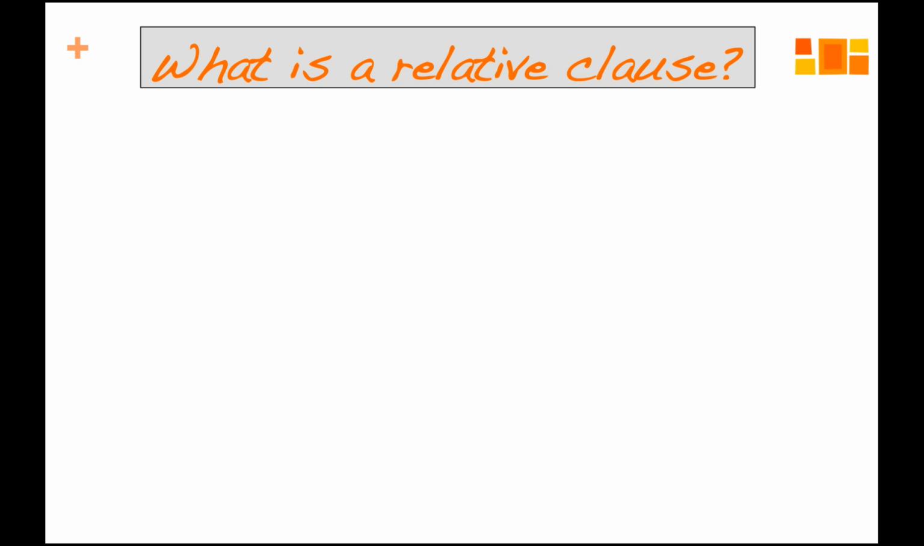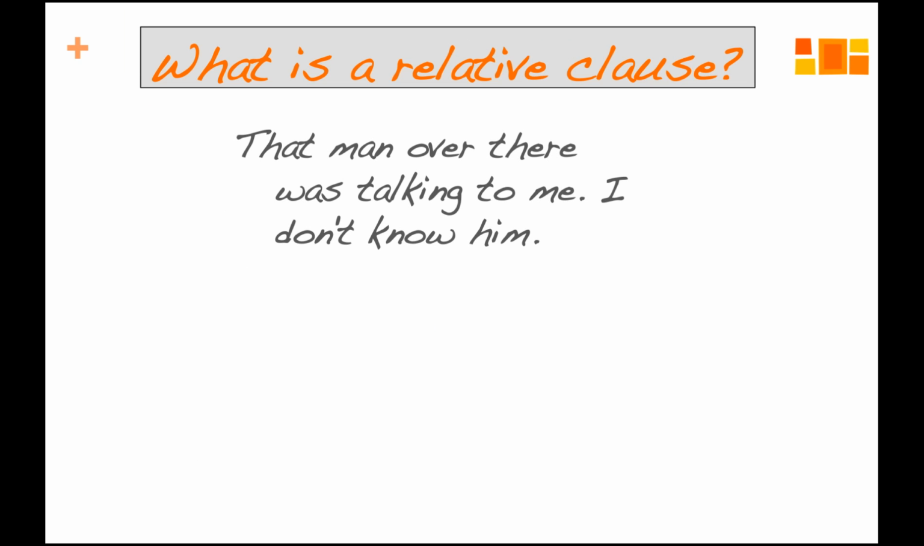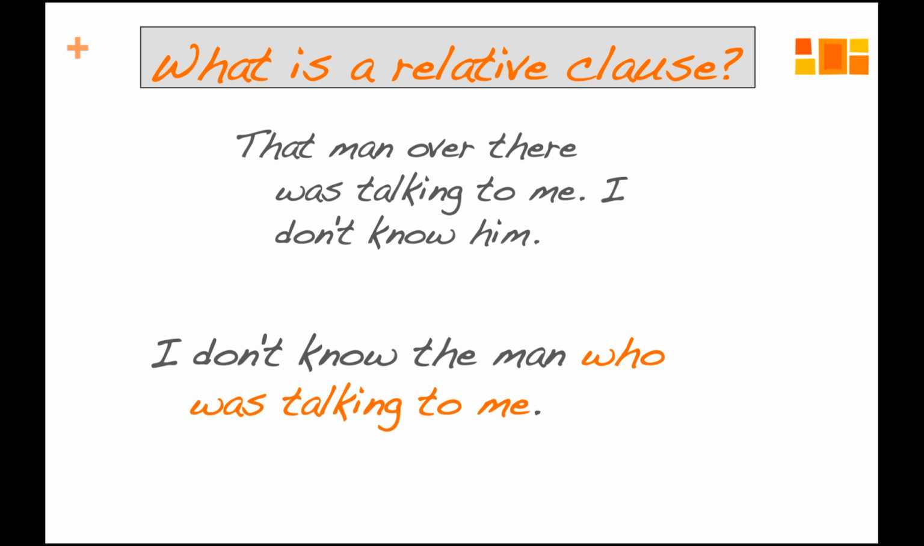Now, first of all, we would like to answer the question, what is a relative clause? Here are 2 sentences for you. That man over there was talking to me. I don't know him. And if you take these 2 and combine them, make one out of the 2, then your sentence looks like this. I don't know the man who was talking to me. And the who was talking to me is your relative clause. Now let's have a closer look.